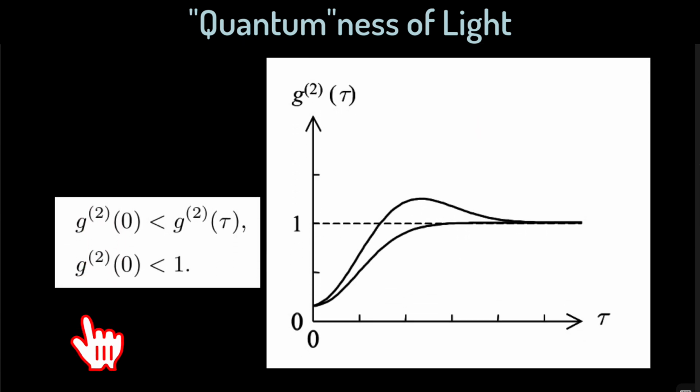Here is the crux of the argument for a photon picture, where the G2 value at 0 tends to be less than 1. So this is an example for two different single photon sources or anti-bunched sources. As the tau value goes closer to 0, you'll see that the value of G2 drops to a value which is less than 1. And this dropping below 1 is a very crucial aspect of the photon anti-bunching process.